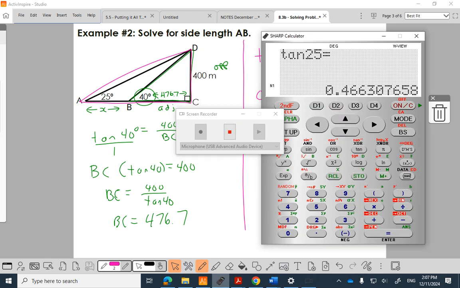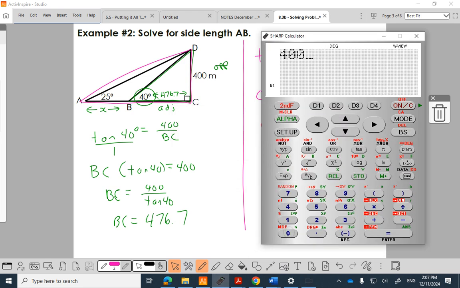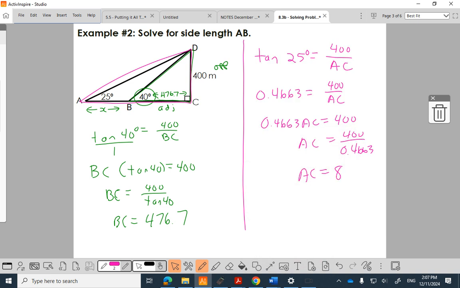And either way you do it, you should get 400 divided by 0.4663, which equals 857.8. If you're off by 1 decimal place, no big deal. I'll accept it. It just changed by when you rounded things. We'll get better. By the time you become an engineer, we'll do better about rounding, and we'll know when to round and how much to round.